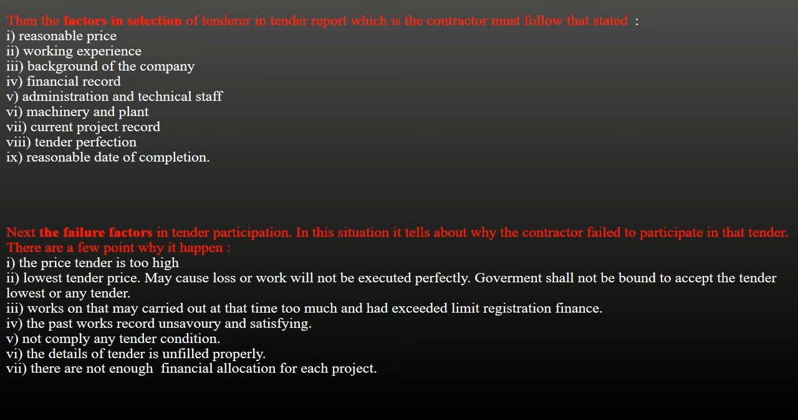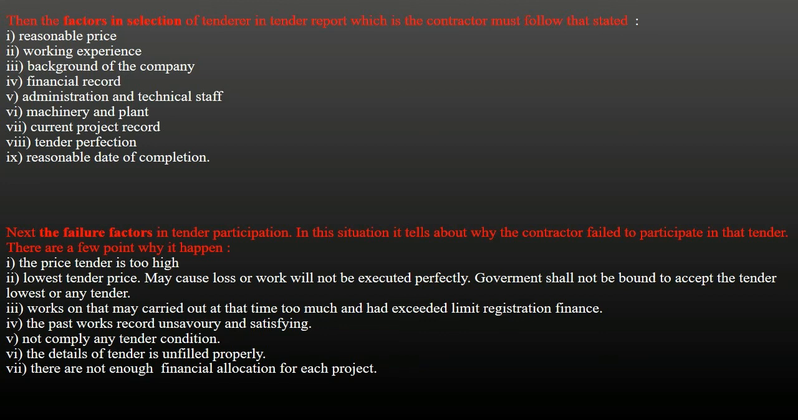Next, the failure factors in tender participation. In this section, it tells about why the contractor failed to win that tender. There are a few points why it happened. Number one is the tender price is too high. Number two is that a lower tender price may cause loss and the work will not be executed perfectly. Government shall not be bound to accept the lowest tender or any tender.